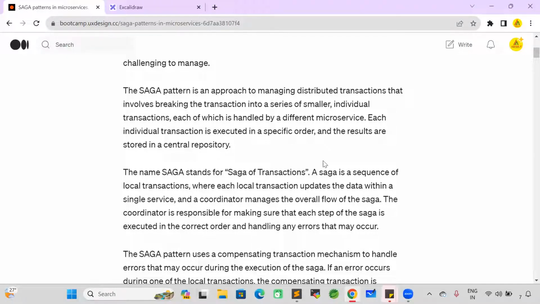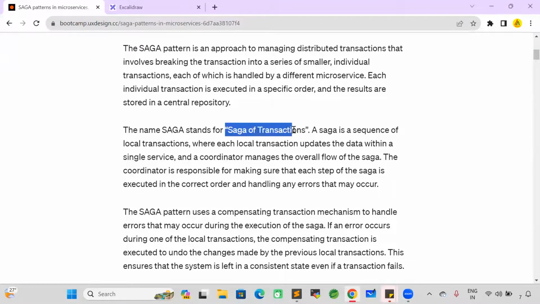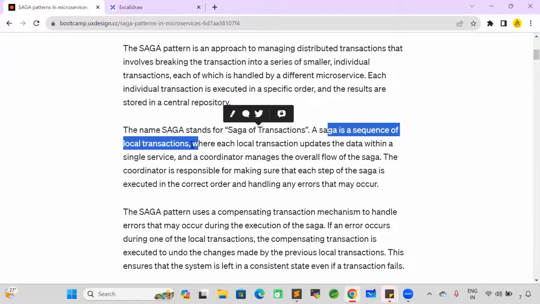Earlier in the monolith, the transaction was in one place, but now transactions are spread across multiple microservices. To handle the distributed transactions in the application, we go for the SAGA design pattern. SAGA is nothing but a saga of transactions, a sequence of transactions. Multiple services are involved.